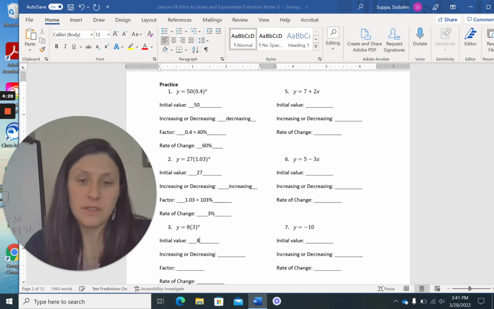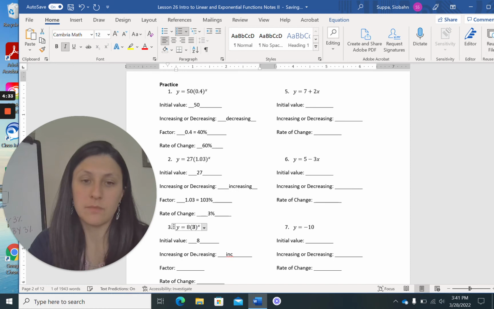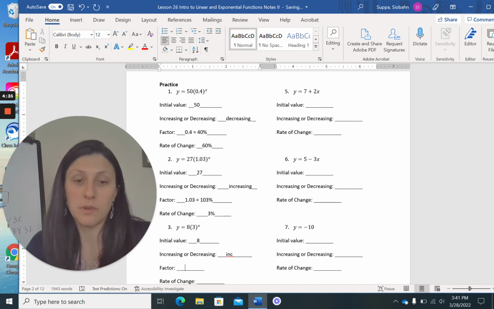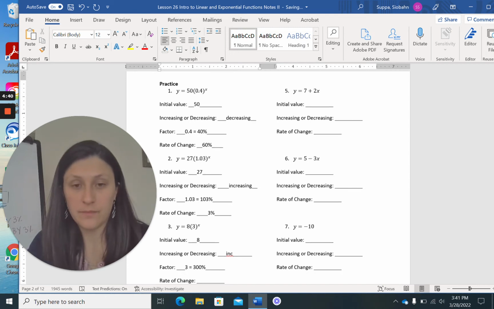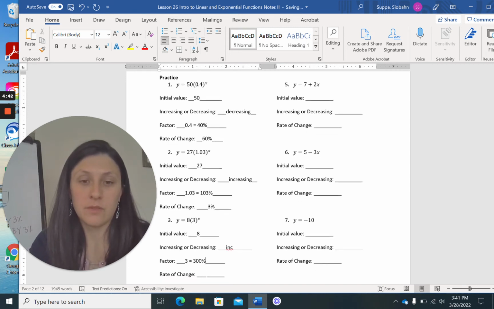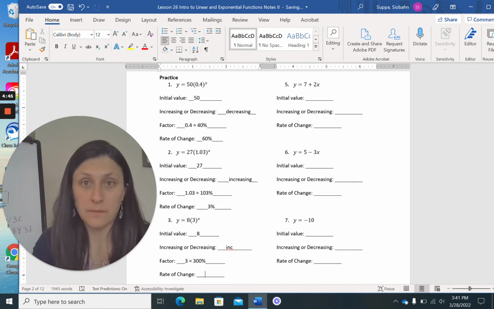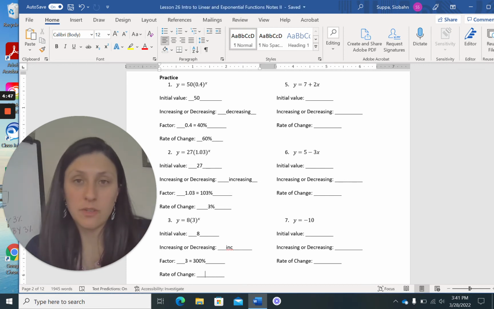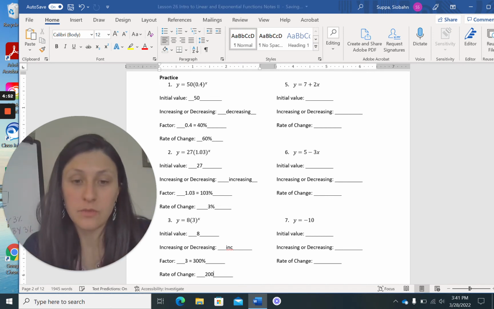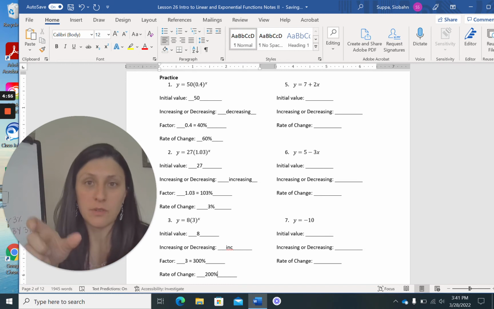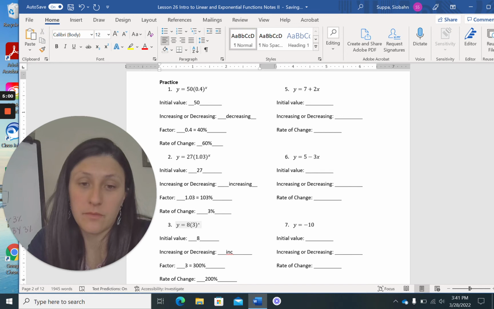So for number 3, the initial value is 8. This is increasing because the factor 3 here is bigger than 1. So you're multiplying by a number that's bigger than 1. The factor itself is 3 or 300%. And if you know that the factor is 300%, then what is the rate? Well, since you always start with 100% and now your final percentage is 300, then your rate must have been 200%. If you add 100 plus 200, that'll give you the final factor of 300%. So this is a very rapidly increasing function.